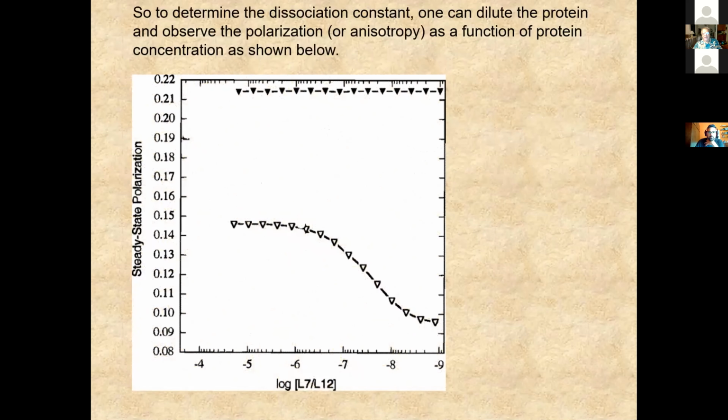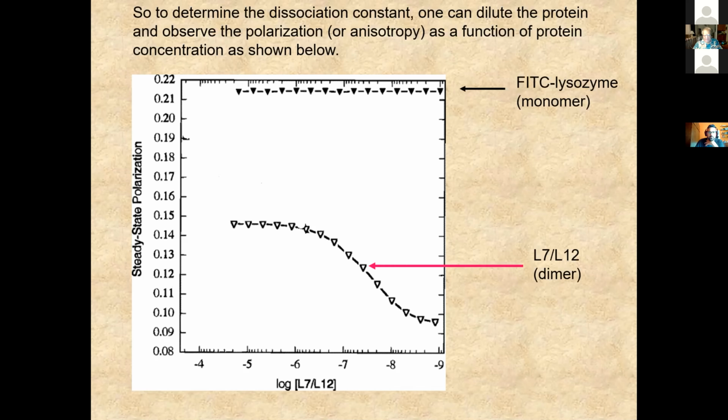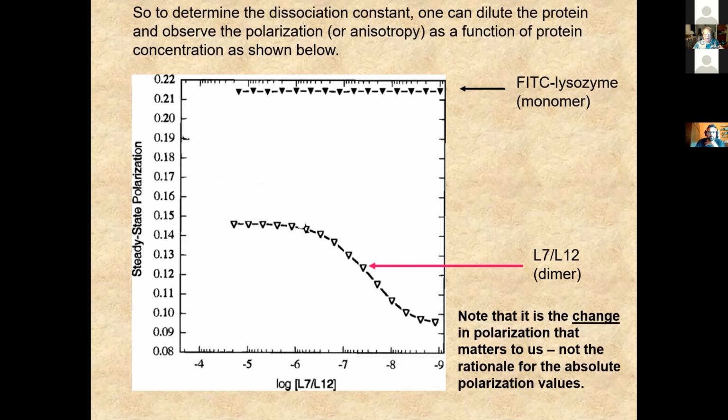So you can simply make a plot of polarization or anisotropy versus concentration to look at the dissociation. Here we see fluorescein FITC-labeled lysozyme, which is a monomer at all concentrations we look at, and so nothing changes. Here we see the protein L7/L12 that I sort of illustrated before. As we dilute it from micromolar to nanomolar concentrations, we see a drop in the polarization, which is due to dissociation. Okay, now it's the change in polarization that matters to us.